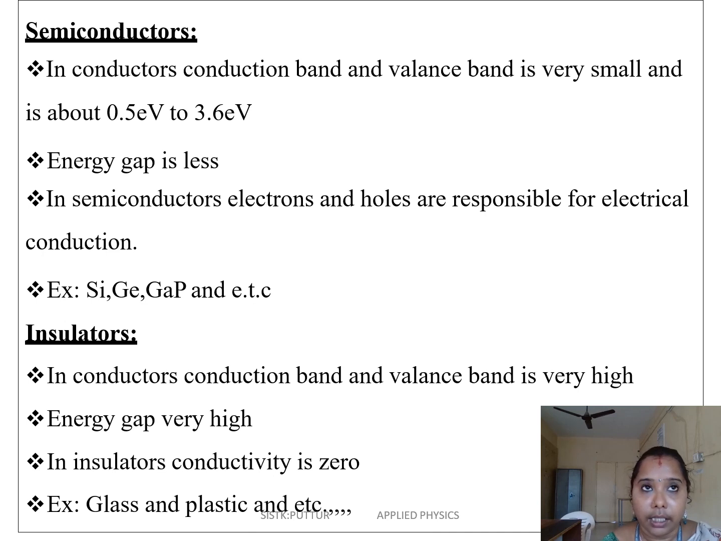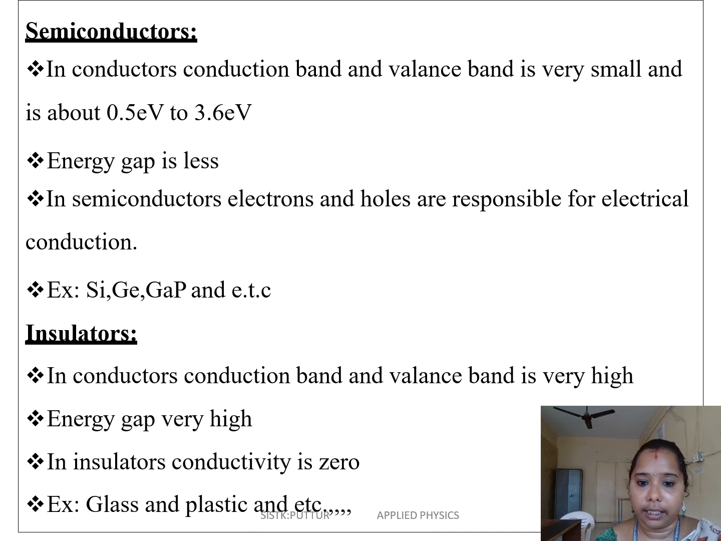Why? Because at 0 Kelvin a semiconductor behaves as an insulator, and at high temperature it behaves as a conductor. Examples of semiconductors are mainly germanium and silicon, both of which belong to the fourth group elements.